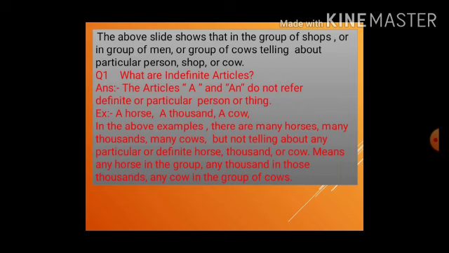Okay. In the above examples, there are many horses, many cows, but not telling about any particular or definite horse or definite cow. Means any horse in the group, and any cow in the group of cows.